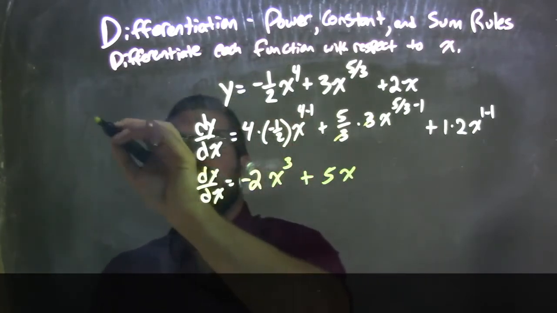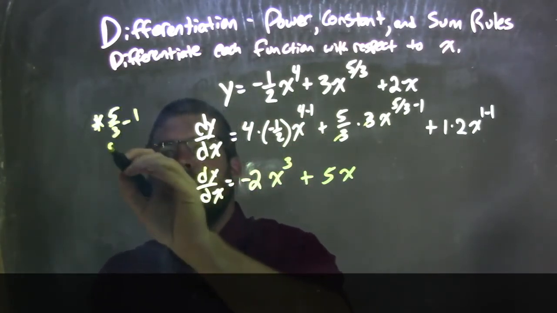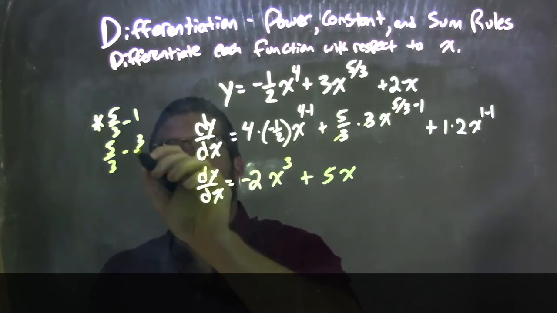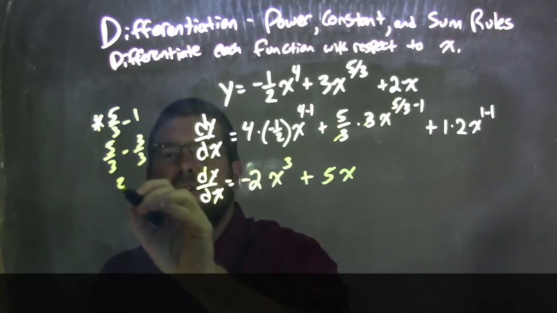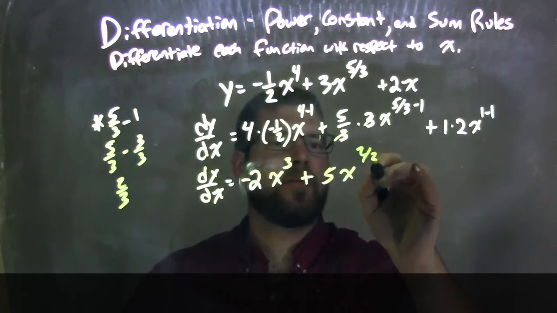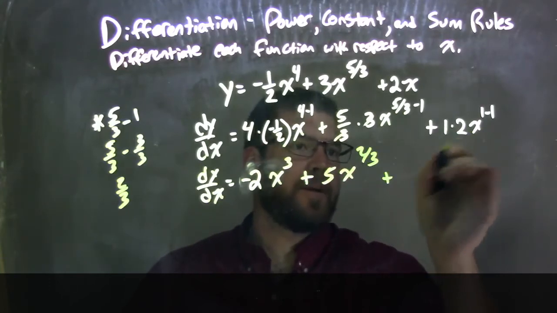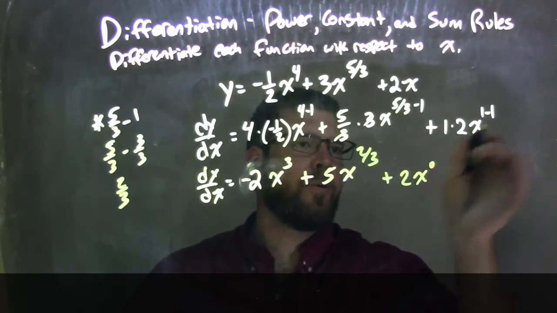Now what's 5/3 minus 1? 5/3 minus 3/3, if you need that fraction, which is now 2/3, right? So we have 5x to the 2/3 power, plus this side here, it's just 2, right? 1 times 2 is 2, x to the 0 power, 1 minus 1.